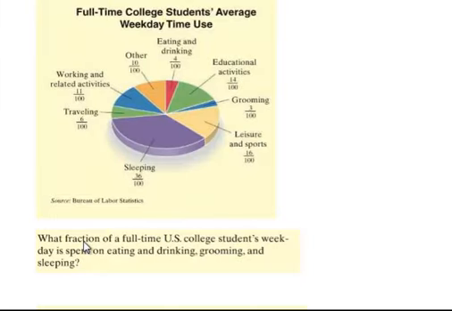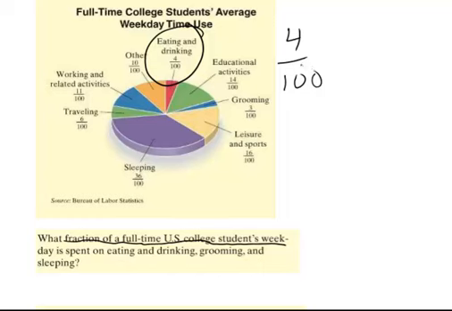Alright, so my next problem here, I have a pie chart, and I'm going to go ahead and answer the questions using the pie chart. So the first question here says, what fraction of a full-time U.S. college student's weekday is spent on eating and drinking, grooming, and sleeping? Okay, so eating and drinking is right here. So I have 4 over 100, okay?